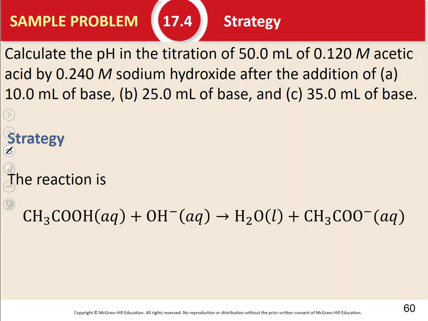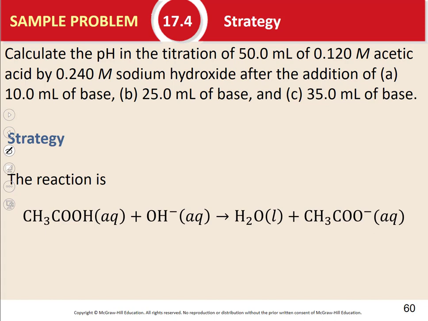Let's try this again. Calculate the pH in the titration of 50 milliliters of 0.120 molar acetic acid by 0.240 molar sodium hydroxide at these three places: after the addition of 10 milliliters of the base, 25 milliliters of the base, and 35 milliliters of the base. Want to guess what those three, A, B, and C, are going to represent as far as what point of the titration you are? Good, before, at, and after the equivalence point. Probably a good guess here.